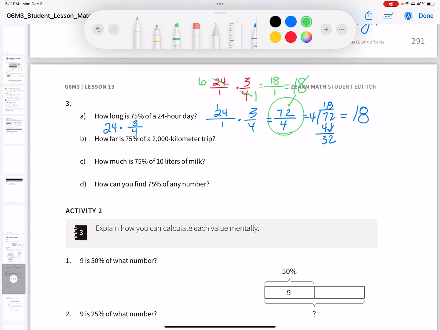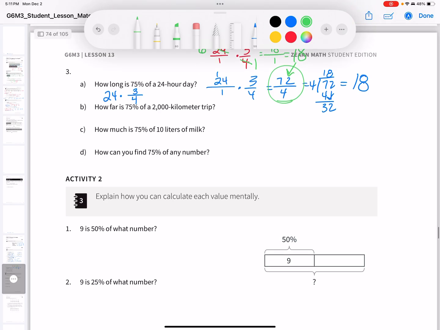I don't have to deal with 72/4. I don't have to deal with bigger numbers. So cross-reducing first helps me eliminate dealing with bigger numbers. You don't have to, but it is a strategy you can use.